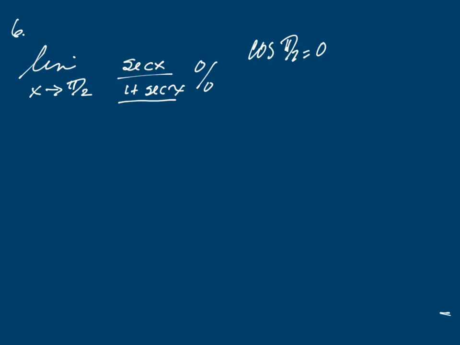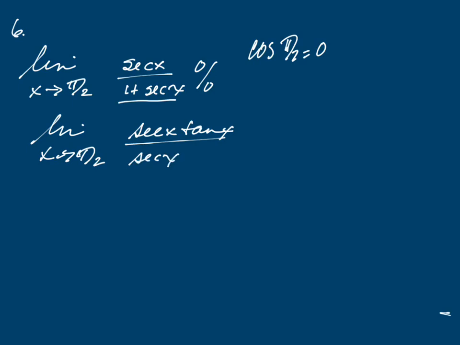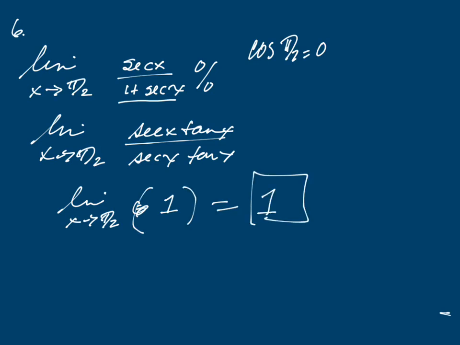So, well, it's like undefined over undefined. So we can use L'Hopital's. So we are going to take the derivative of secant x, which is secant x tangent x, remember that? Over, and then 0 plus, and then it would be secant x tan x, which is the limit as x goes to pi/2 of 1, which equals 1. So number 6 was 1.